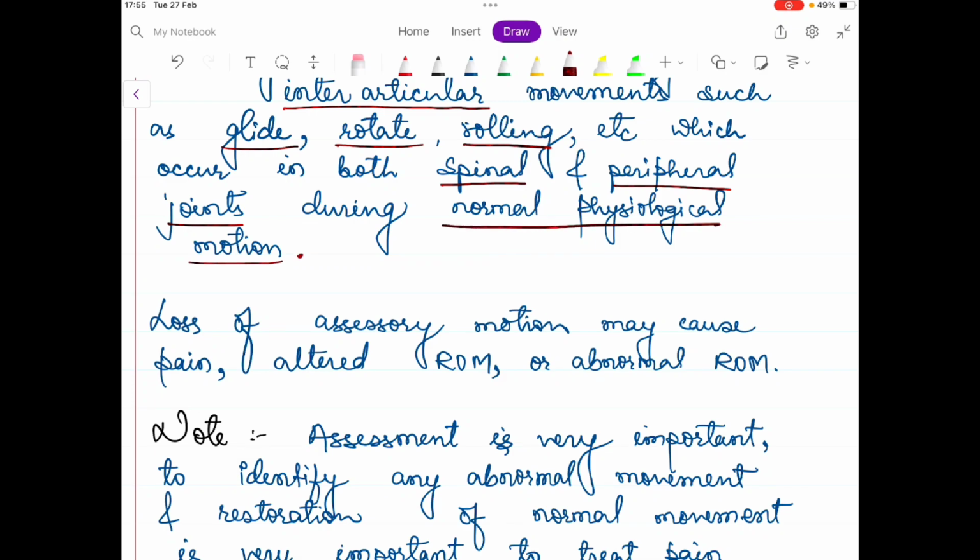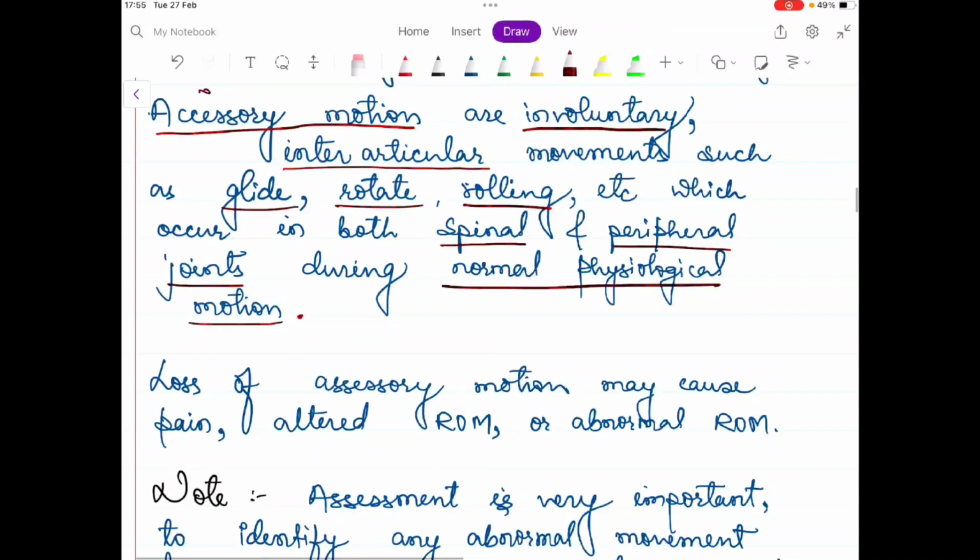If you are watching this video, then I am assuming that you are either a 3rd year or 4th year student. So I think these terms are already clear to you. You already know what is gliding, rotating, rolling. You have already read it in Cynthia Norkin or any books of biomechanics. These are the basic things.